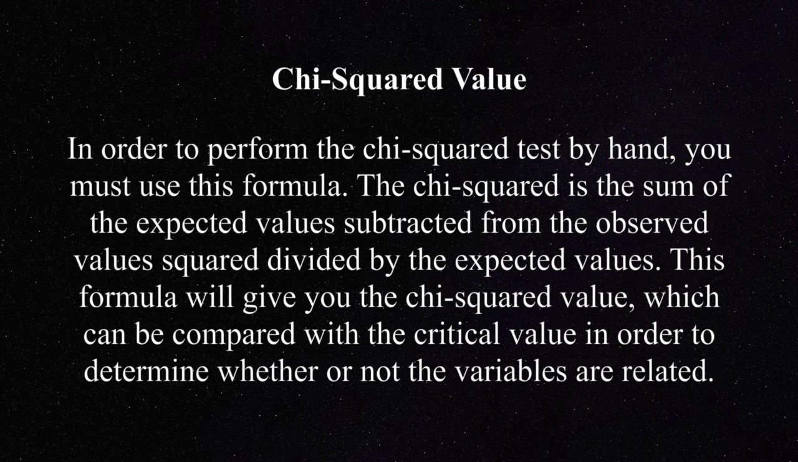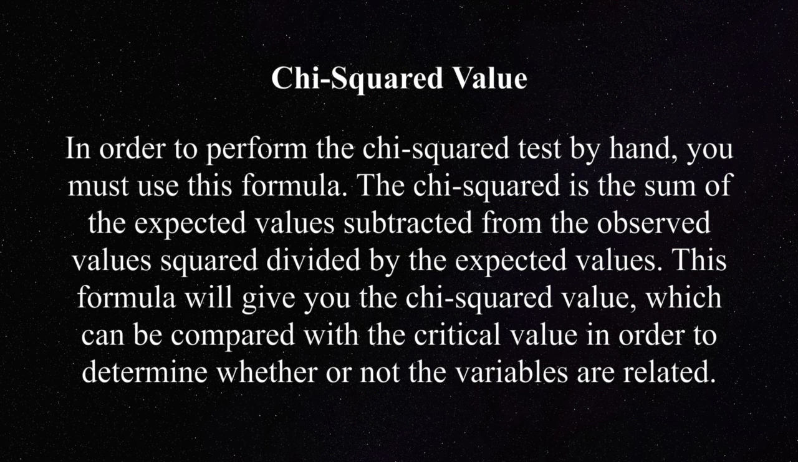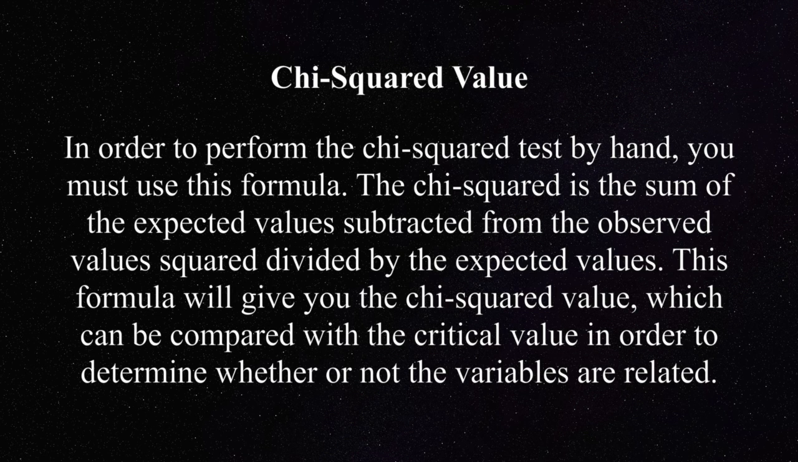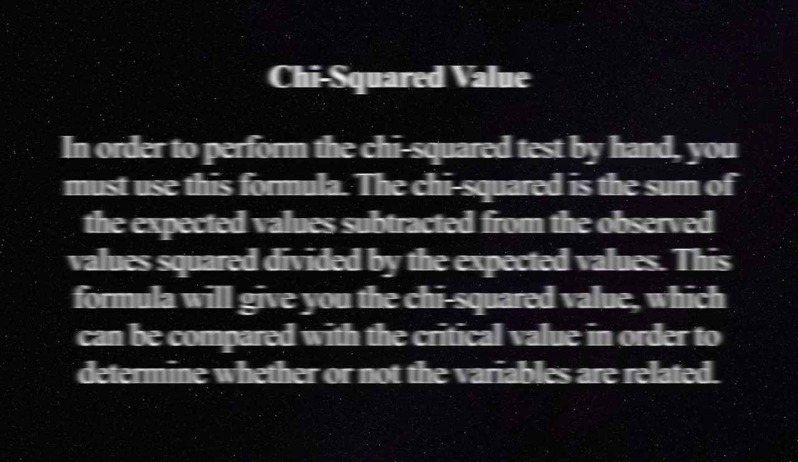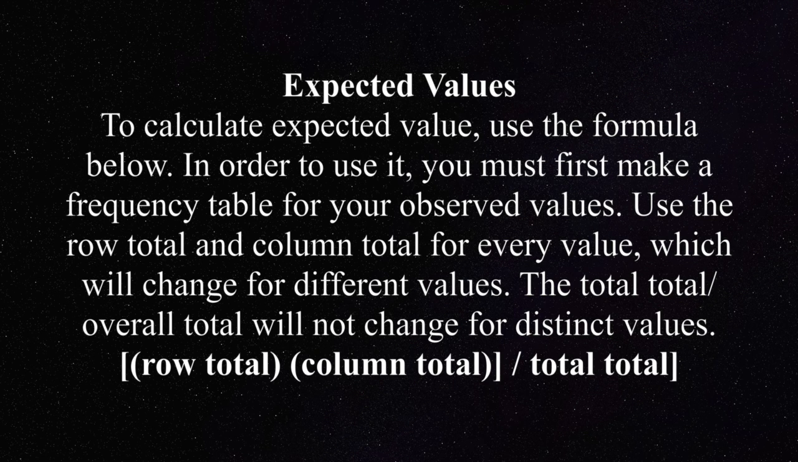In order to calculate the chi-squared test, first you need to put all of your values that you have in the observed value frequency table. So you just write them down in a frequency table based on the two variables, which would be the labels for the columns and the rows respectively. Now once you have that, you calculate the expected value for every single observed value using the formula row total times column total over total total, or overall total, however you want to think of that. But you do that for every single observed value to get the corresponding expected value.